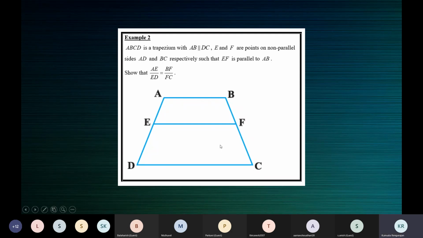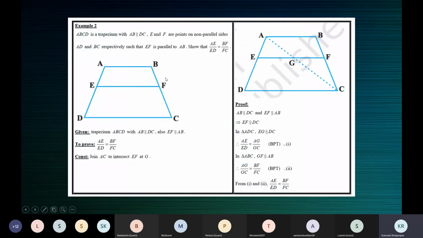Join AC, take two triangles, write the results by BPT. That is, you will be writing two different proportions. On comparing the two proportions, you will get this result. So let's see that.